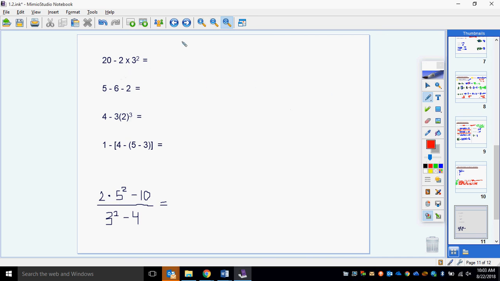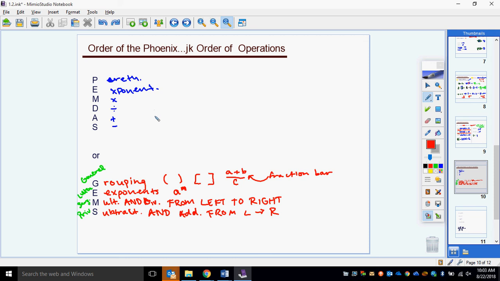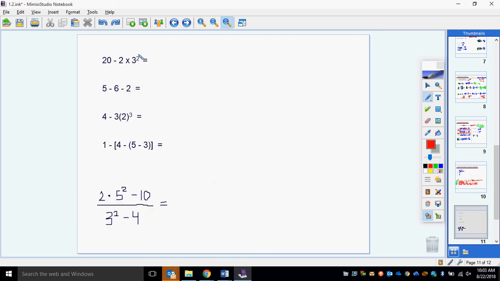I have 20 minus 2 times 3 squared. Okay, so I want to start with my G in GEMS. Do I have any grouping? Parentheses, brackets, fraction bars. No, I don't have any grouping. There's no general telling me what to do, so I want to jump down to lieutenant. Is there any exponents? Oh, there is an exponent. So I need to take care of him first. So 3 squared means 3 times 3. It does not mean 3 times 2. So 3 times 3 is 9.